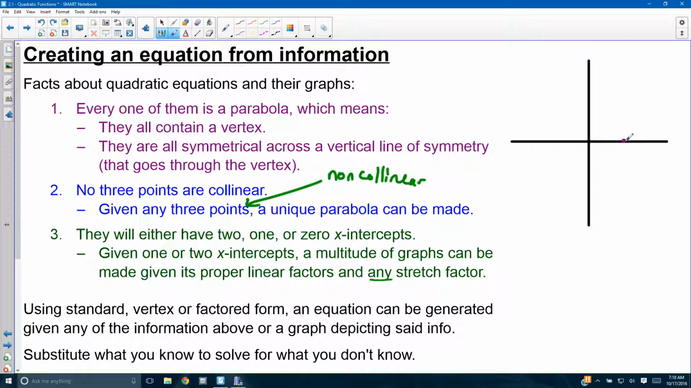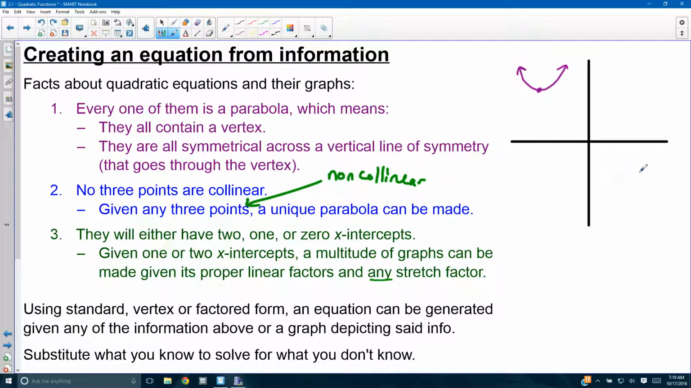Or just one x-intercept. Here's one. Here's one. You saw it actually on the very first slide, how there were a bunch of them. You can make them taller, like that, whatever. So that's all that's referring to there. Now, if they have 0 of them, of course, you can make an infinite number as well, but they can also go anywhere you'd like.